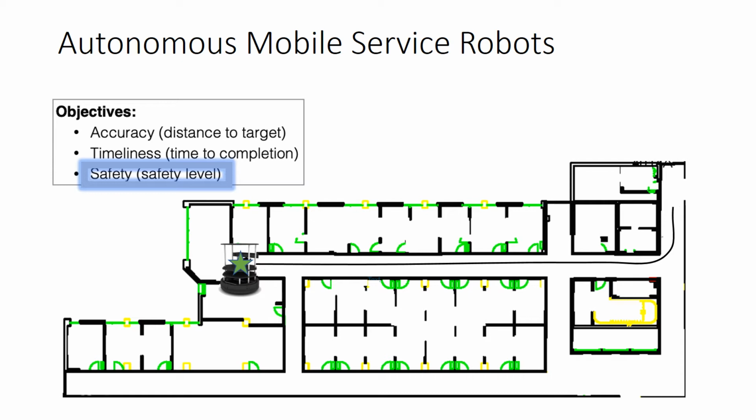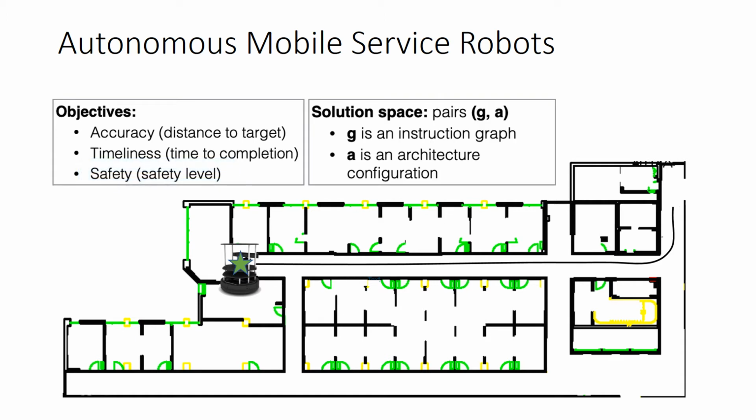In the context of this scenario, a solution to the problem is a pair that contains two elements. The first one is what we call an instruction graph, which is simply a specification of the actions that the robot should carry out to complete its mission. The second one is an architecture configuration of the robot, which is a specification of the set of components, parameters, and how they are connected at runtime to enable the functionality of the robot.